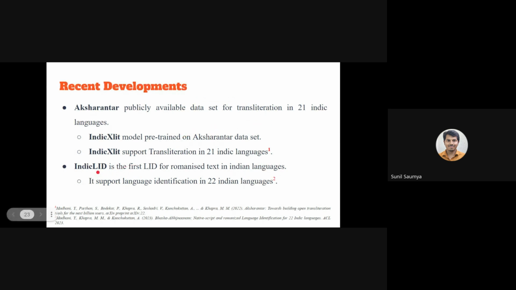Similarly, before the transliteration, you also have to do some kind of language identification, because you cannot do transliteration for all the words in the code-mix sentence, right? So for those words which are written in the Romanized script, but are Hindi or Kannada or Tamil, you can use this Indic LID library to identify the language also, fine. And it can identify the language of 22 Indian languages.